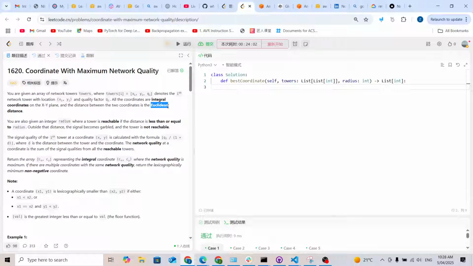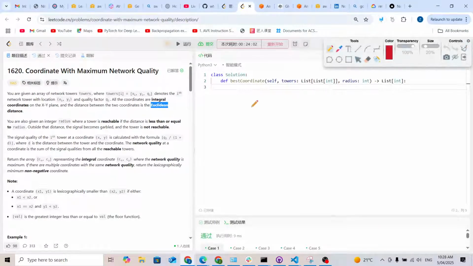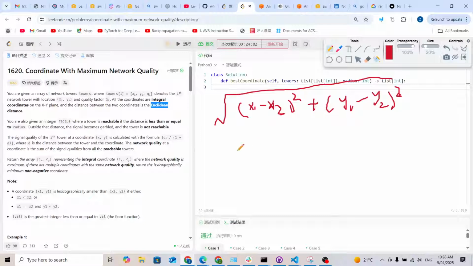Up to now, what we might not have understood is the Euclidean distance. The Euclidean distance is calculated by (x1 minus x2) squared plus (y1 minus y2) squared, and then the square root. So this is the Euclidean distance. We have to understand it. This is one formula we need to use.